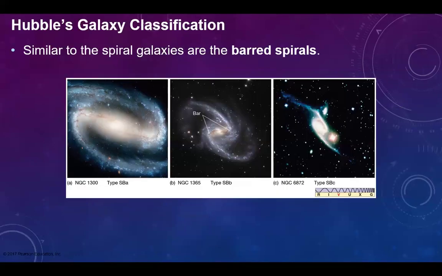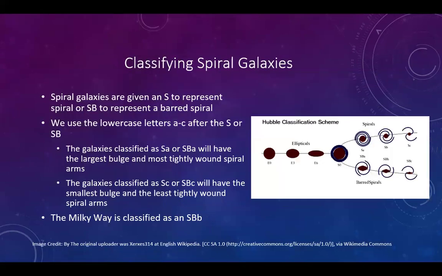Here are some examples of barred spiral galaxies. This is an SBA, an SBB like our Milky Way, and an SBC. So the size of the bulge again determines A, B, and C. We use an S to represent spiral or SB to represent barred spiral.